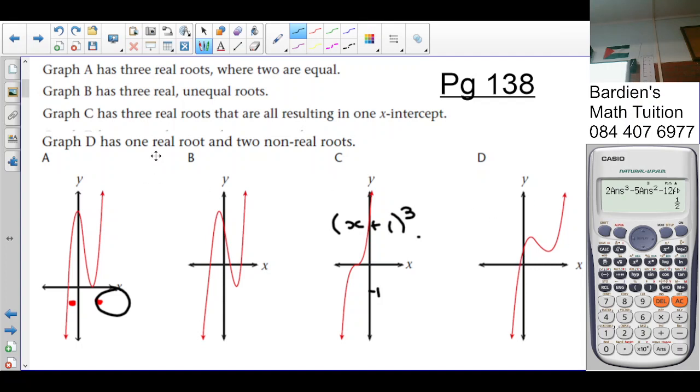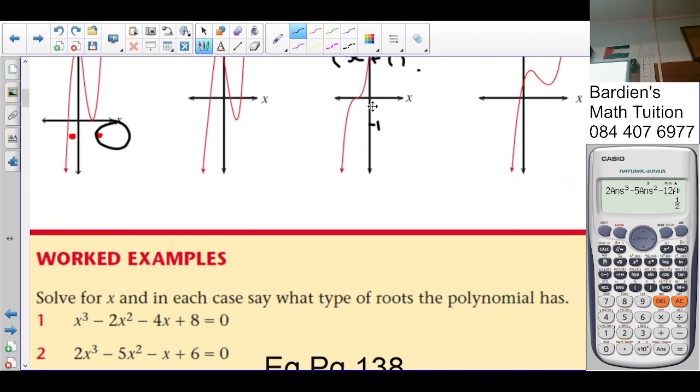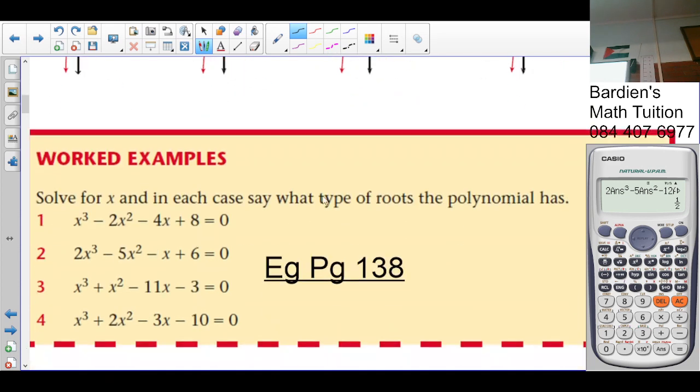Okay, but this here, they won't ask you how many roots at all. It's just explaining what's happening. But that we'll do more in the next chapter.